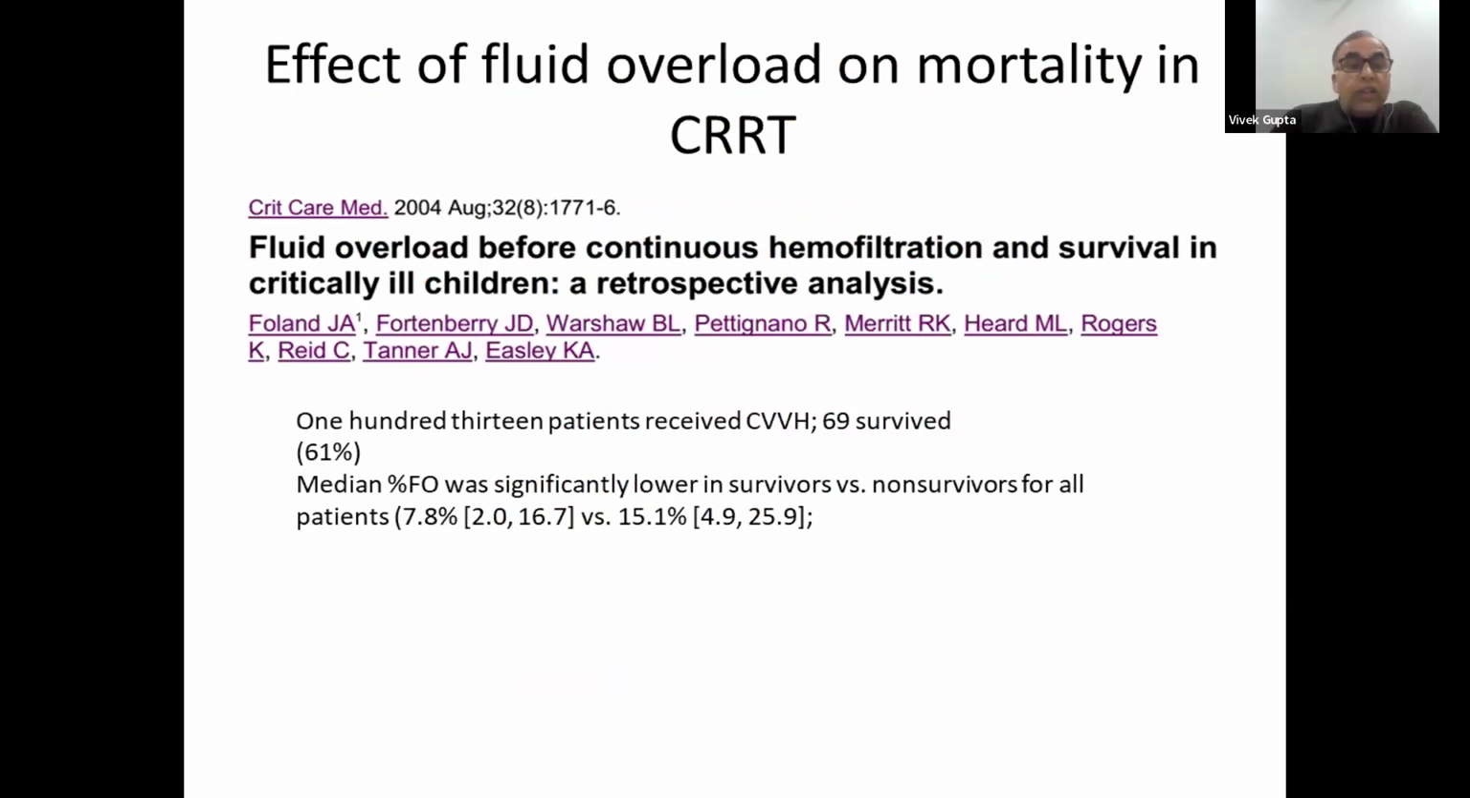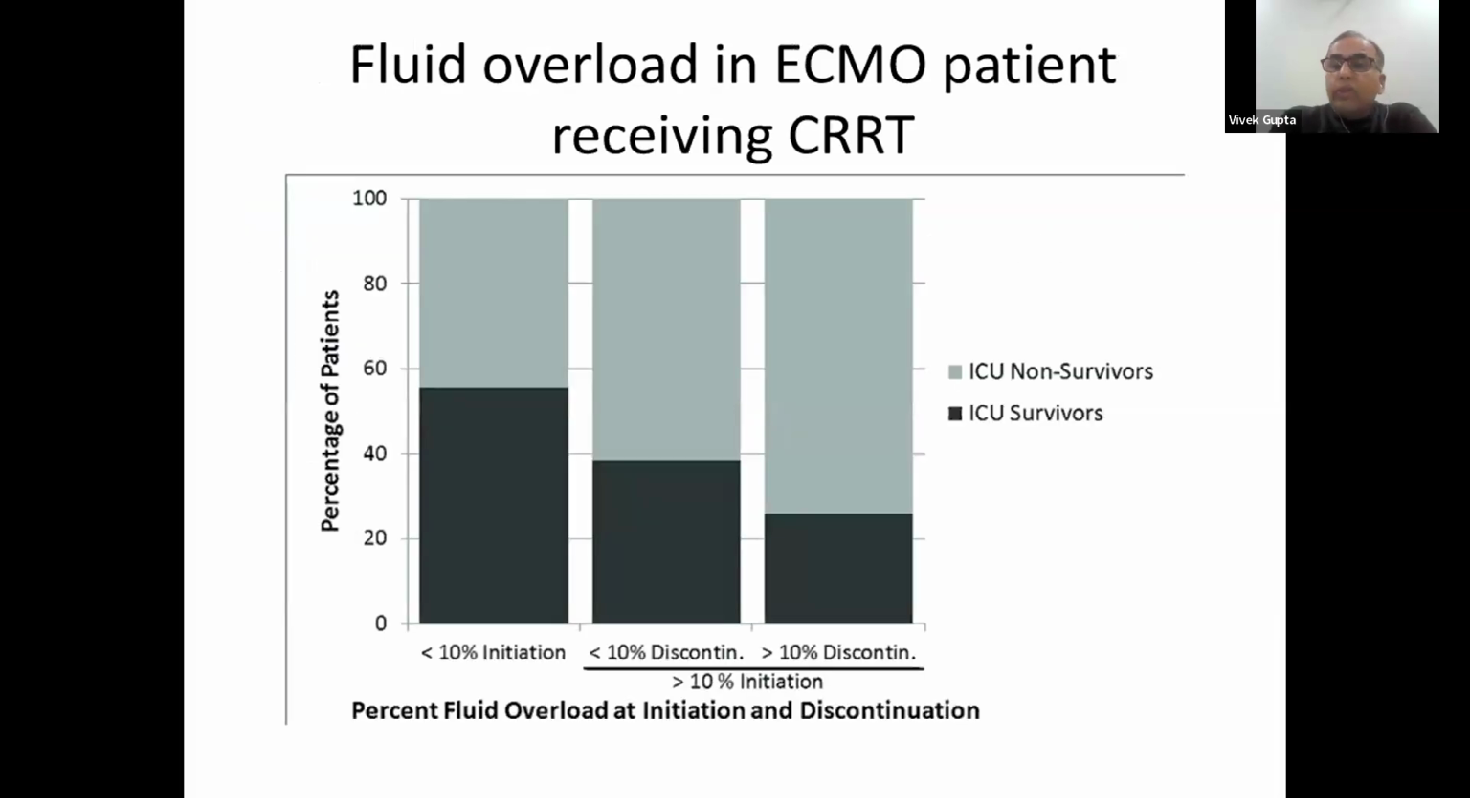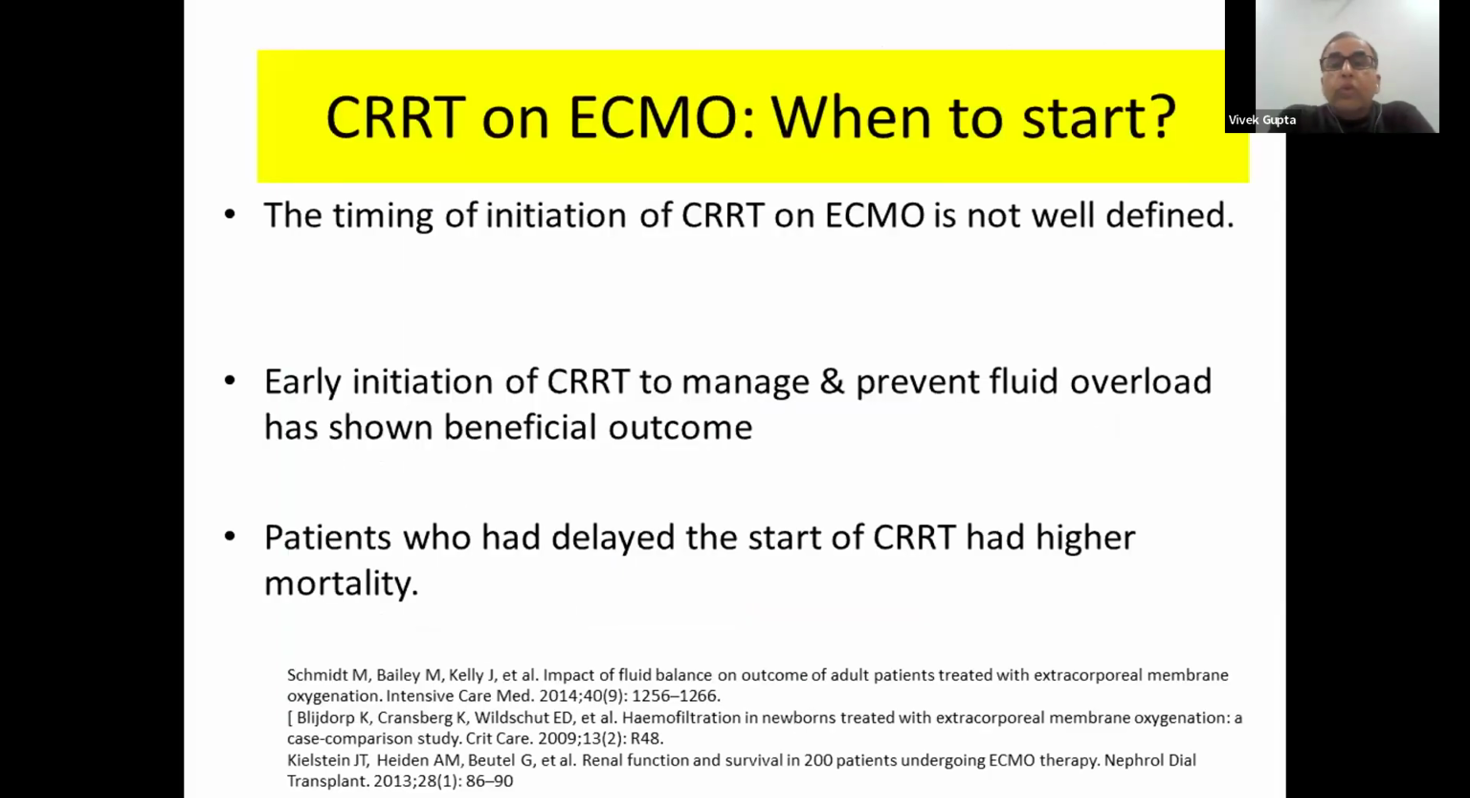So there was a retrospective analysis where they showed early fluid overload before continuous ultrafiltration and survival in the pediatric population. We saw that survivors had less fluid overload as compared to non-survivors. And we know that for any ICU patient, if the fluid overload is less than 10%, the survival rate is very high. If the fluid overload is more than 10%, even after the initiation of CRRT or any renal replacement therapy, the chances of survival are much, much lower.